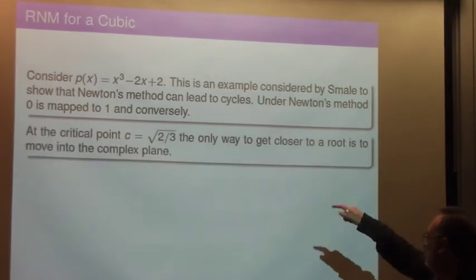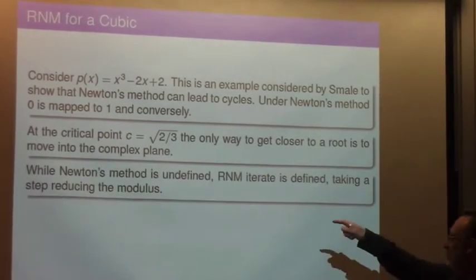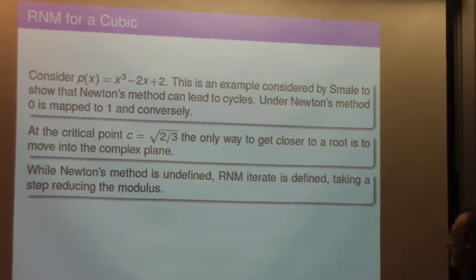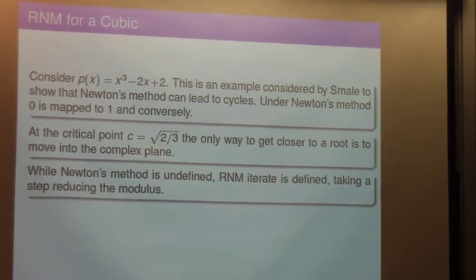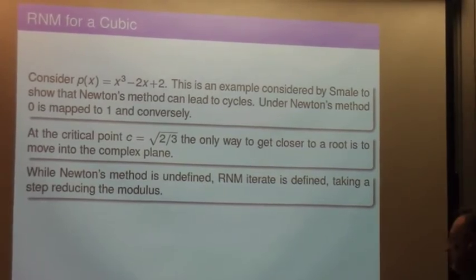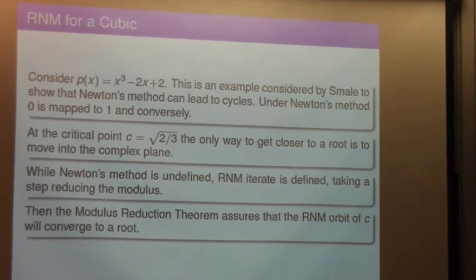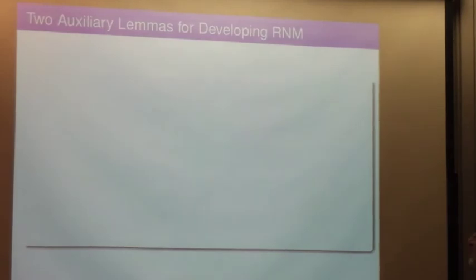So I mentioned this for the cubic. To get a root, we have to move into the complex plane. While Newton's method is undefined, taking a step reducing the modulus with the robust Newton method, we can take a step. The modulus reduction theorem assures that the orbit will converge.